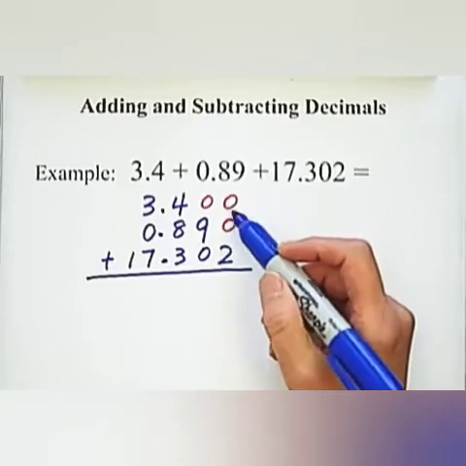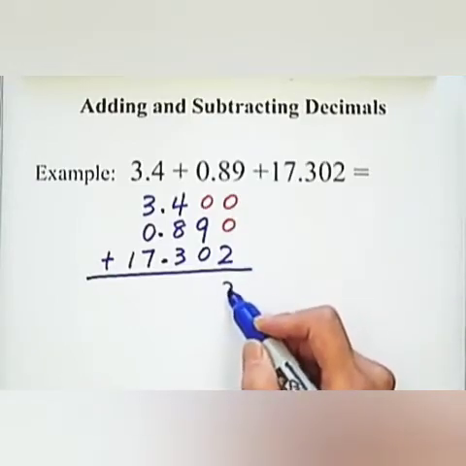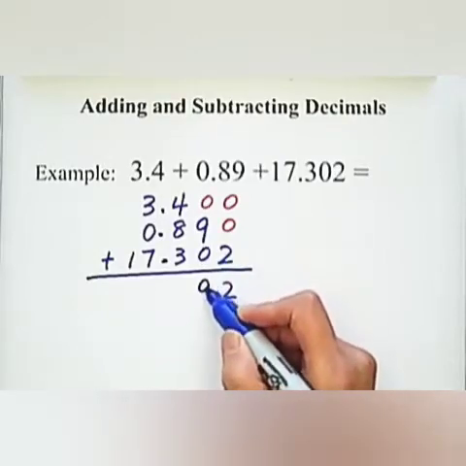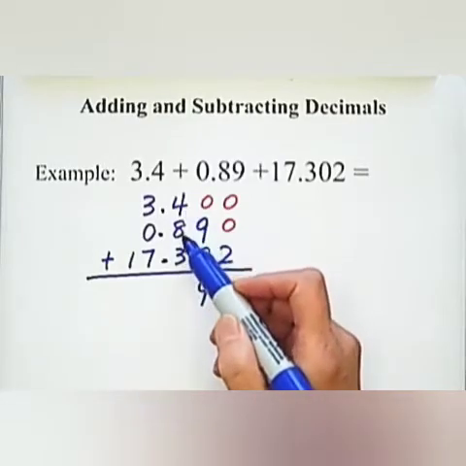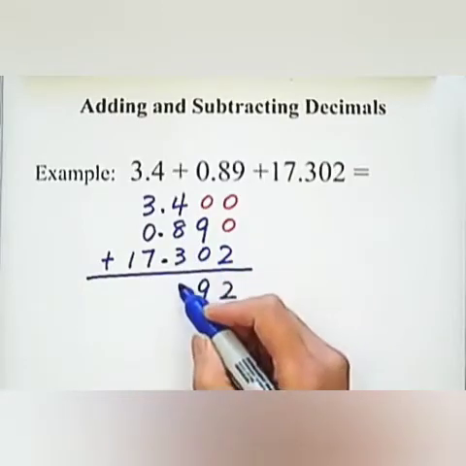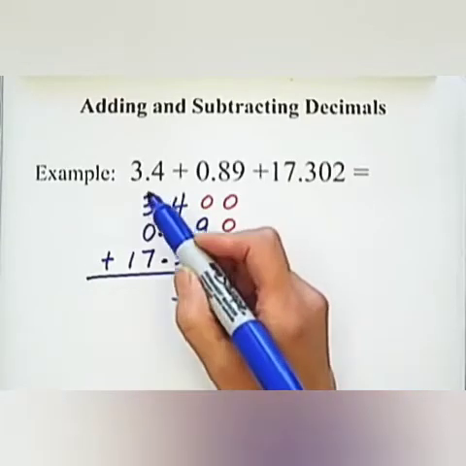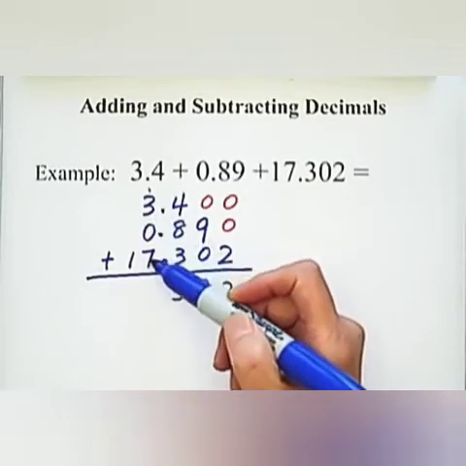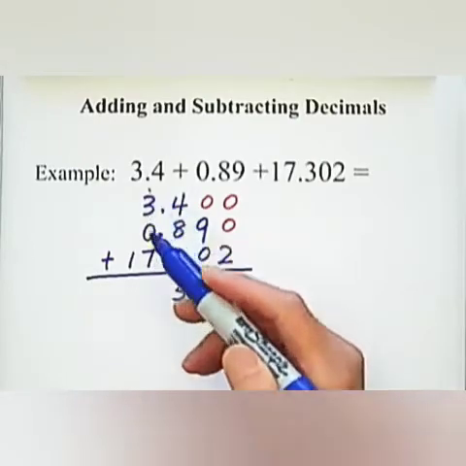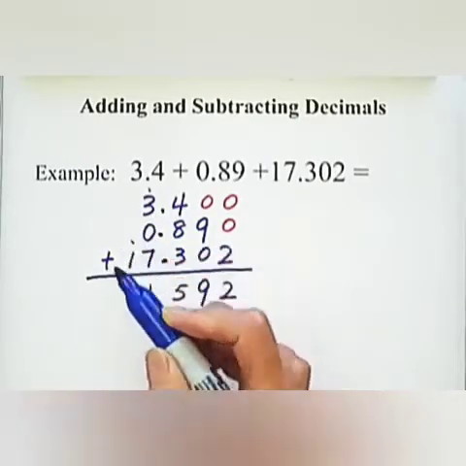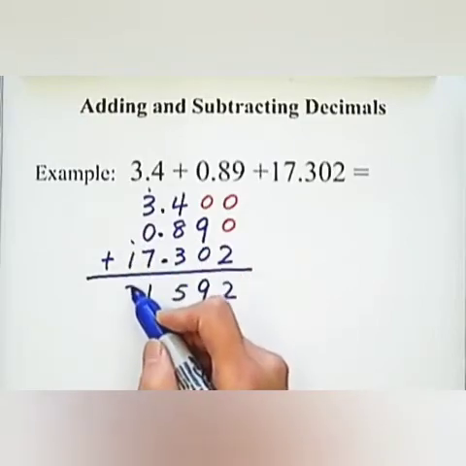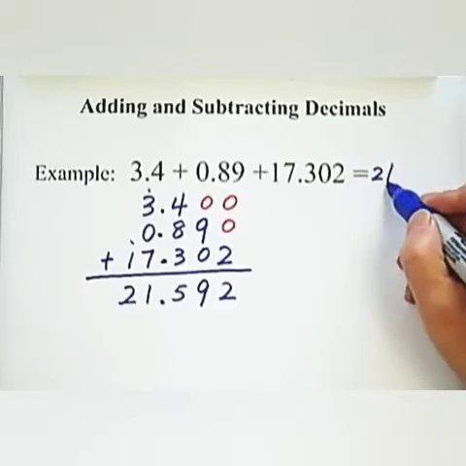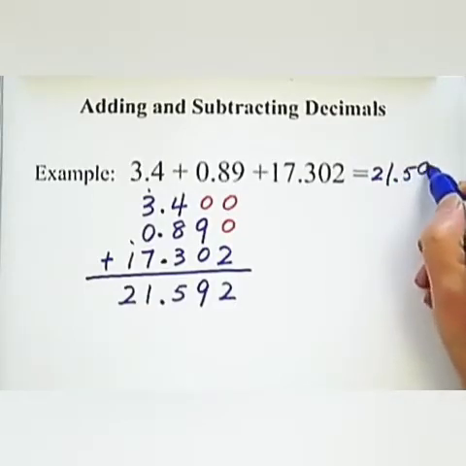Okay, so 0, 0, 2 added together equals 2. 0 plus 9 plus 0 is 9. And 4 plus 8 is 12, plus 3 is 15, so we mark 1 here. So 3 plus 7 equals 10, and add 1 is 11. So mark 1 here. So this is 2. The answer is 21.592.